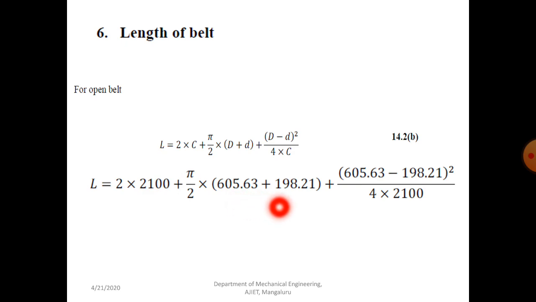the D value already calculated is 605.63, and d is 198.21. So these are the values. After substitution you will get the length of the belt as 5482.42 millimeter. So this is the length of the belt.